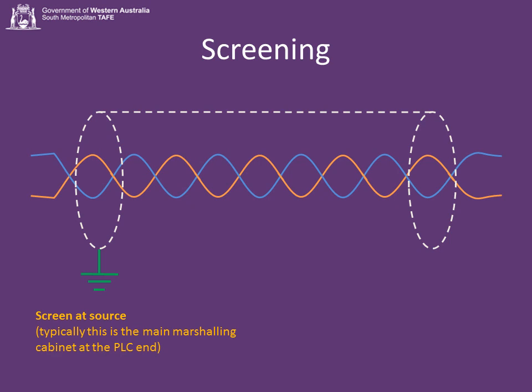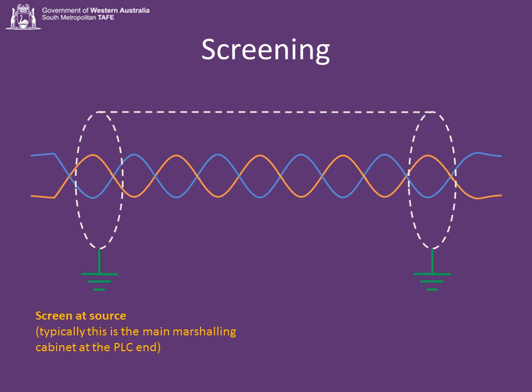We always screen at one end. The rule we have is that we screen at source. This means that we screen at the source of the power. Typically, this is in the marshalling cabinet, the Mechanical Services Switchboard, the MSSB. So we screen at the switchboard. We only screen at one end.